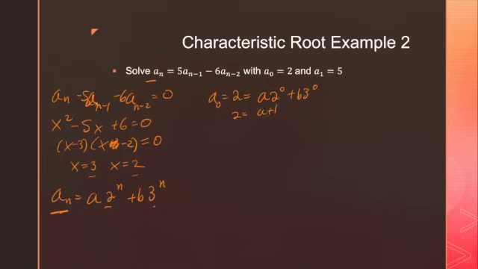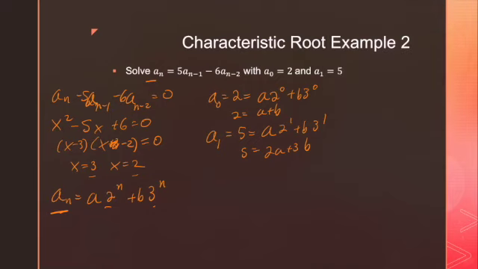That's kind of familiar to what we had before. Next I have a sub 1 is 5, which is a times 2 to the 1 plus b times 3 to the 1, so 5 equals 2a plus 3b. I'm sure you can already see the answer here, but let's go ahead and solve this anyways. I'm going to go ahead and solve my system of equations.